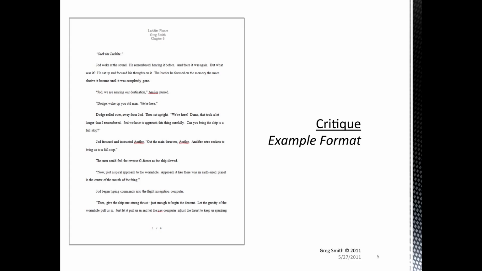Here's an example of what that might look like. You can see at the top, this is from my book, Luddite Planet. There's a name of the book, the author, and the chapter title. Everything's double-spaced, and you can see 1-inch margins all around, so there's plenty of white space for making comments. At the bottom, we see the page numbers, page 1 of 4.